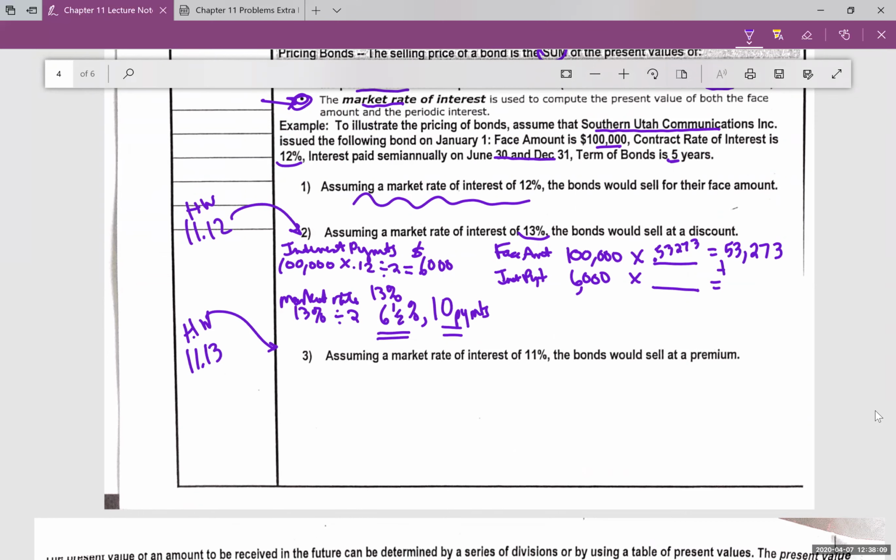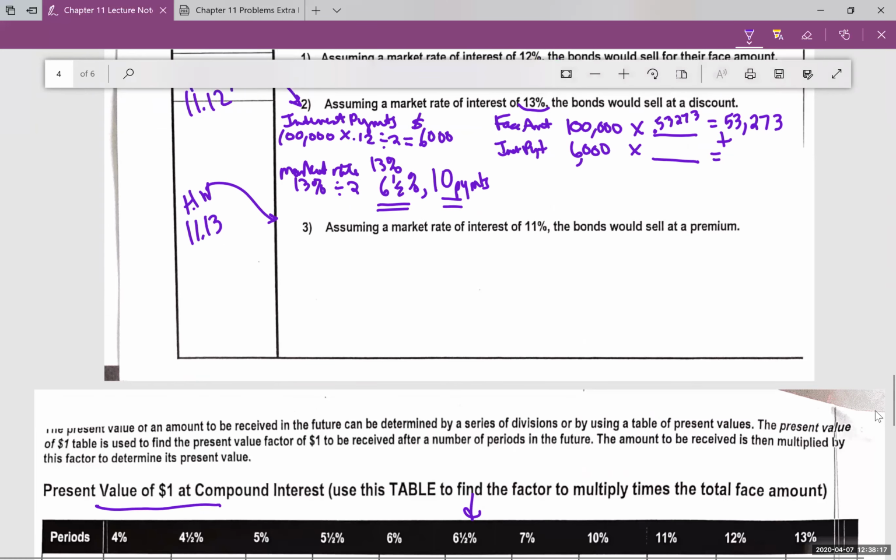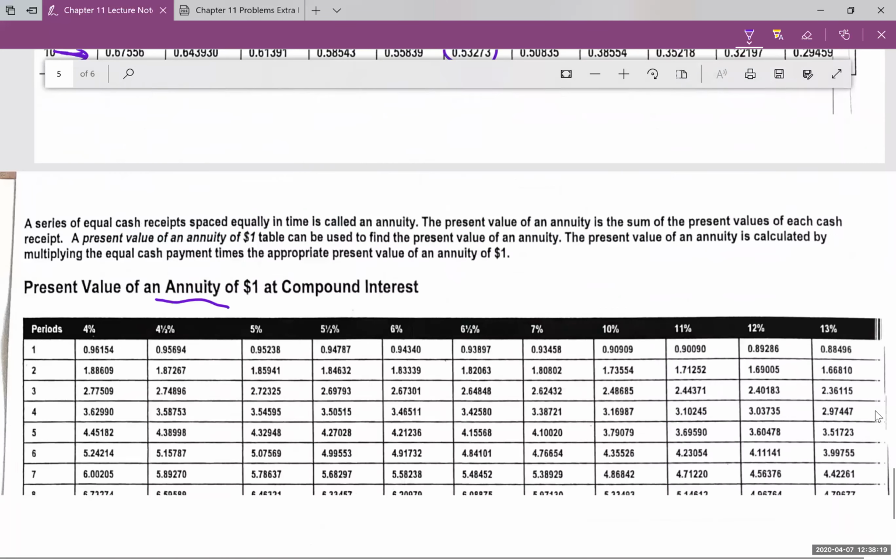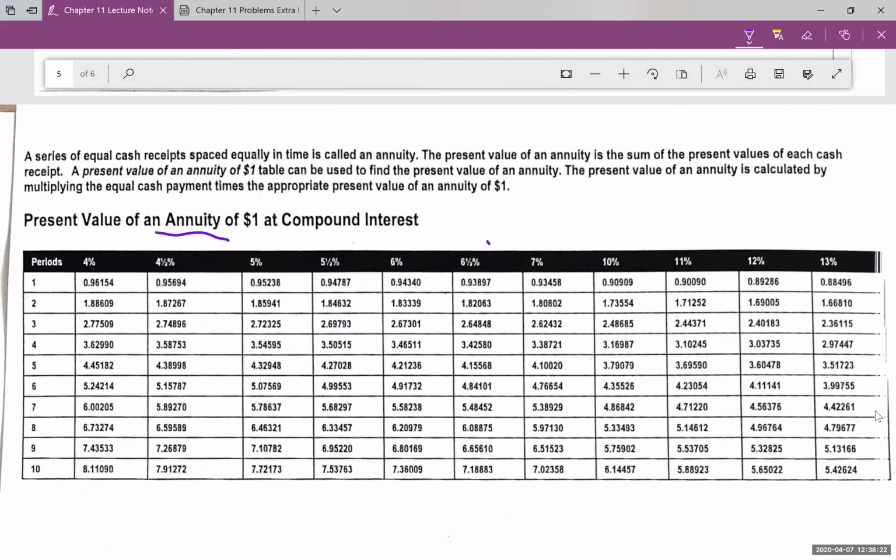53,273. Then when I take the interest payment, 6,000, I'm going to use the same 6.5%, 10 payments, but this time I'm going to the annuity table. And if I look at the 6.5% and the 10, it's 7.1883.